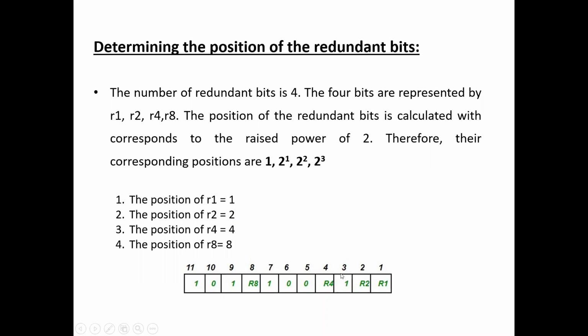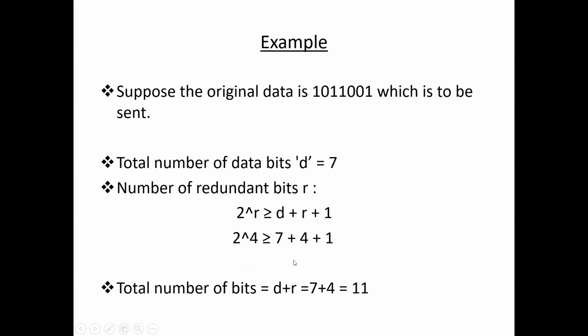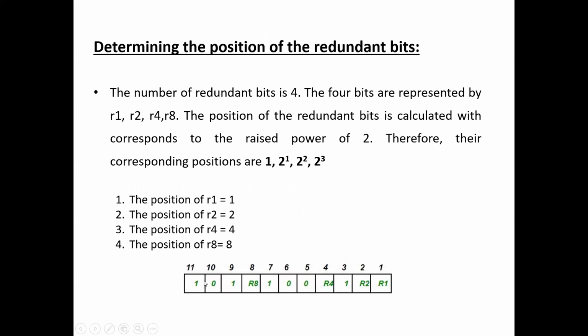And the remaining bits are placed at 3, 5, 6, 7, 9, 10, 11. Here, 1 is placed at 3, next 0 is placed at 5, next 0 is placed at 6, next 1 is placed at 7, and the last 0, 1, 1 are placed at 9, 10, 11. So these are the positions of redundant bits. Now we have to calculate these bits R1, R2, R4, R8.